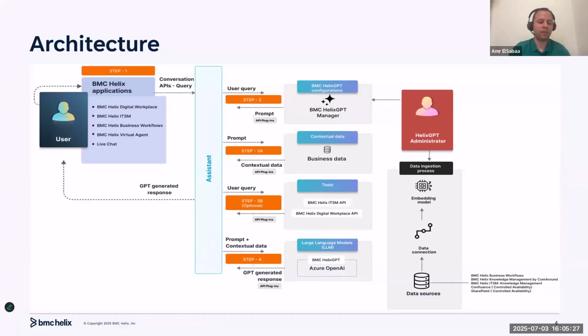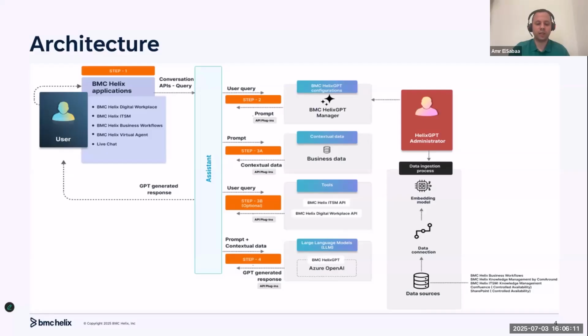So, architecture. We have a user. It all starts with the user who sends a query through one of the BMC Helix application channels like Digital Workplace, Smart IT, Business Workflow, Virtual Agent, or Live Chat. The assistant receives the query and acts as an orchestrator between the user and the Helix GPT manager. The assistant sends the query to the Helix GPT manager, which has all the configurations for prompts and skills.